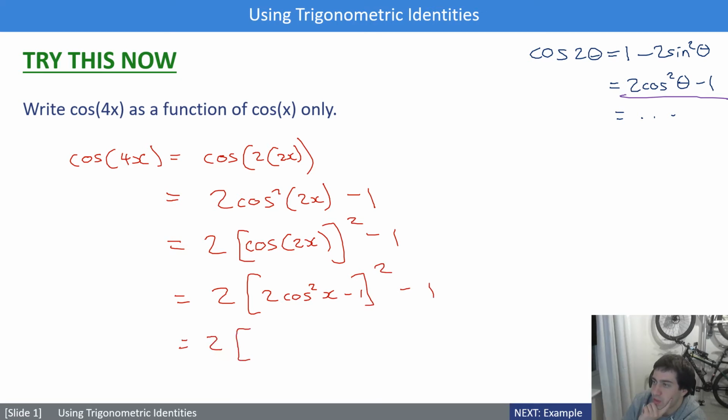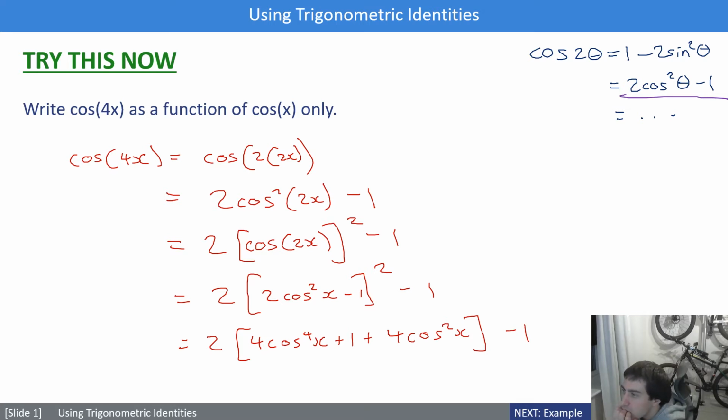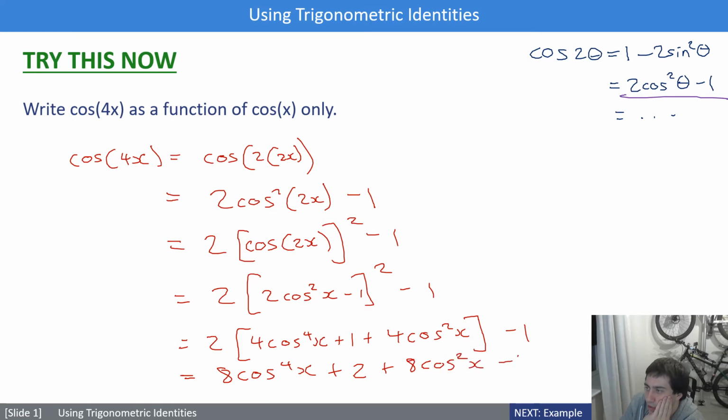So we've got 2 times squaring everything on the inside, minus 2 times the product. Let me just check I haven't rushed this. And then we'll multiply that out. So we get 8 cos to the 4x plus 2 plus 8 cos squared x minus 1. But then we can actually, that plus 2 and the minus 1, we can just replace that with a single plus 1.